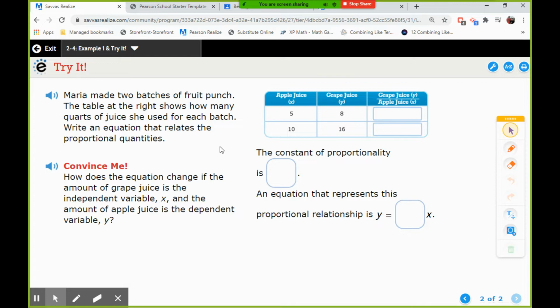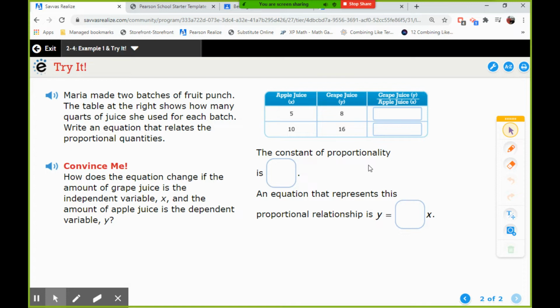So we can see they want quarts per batch. So batch is going to be 1. Let's see. We have apple juice, which is our x. We have grape juice, which is our y. They want our ratio. They want to know what the proportion of apples to grapes is here. So they say it's going to be grapes over apples.